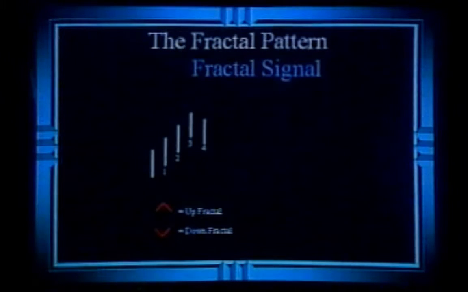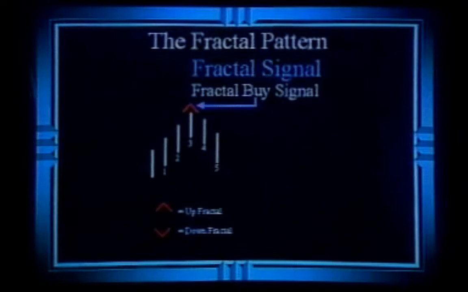Now we have the potential of having a fractal because we have a high followed by a lower high, and it's preceded by a minimum of two lower highs here. If the next bar is lower than this number 4 bar, we will indeed have a fractal pattern. And we do have a fractal pattern here. We have a fractal buy signal because on bar number 3 we have a high that's preceded by two lower highs and followed by two lower highs.